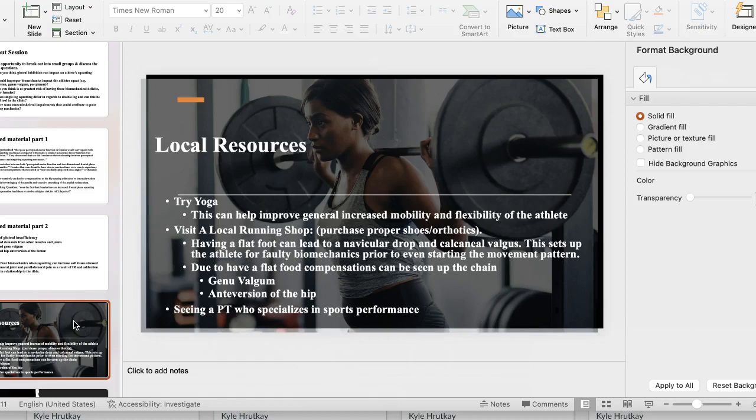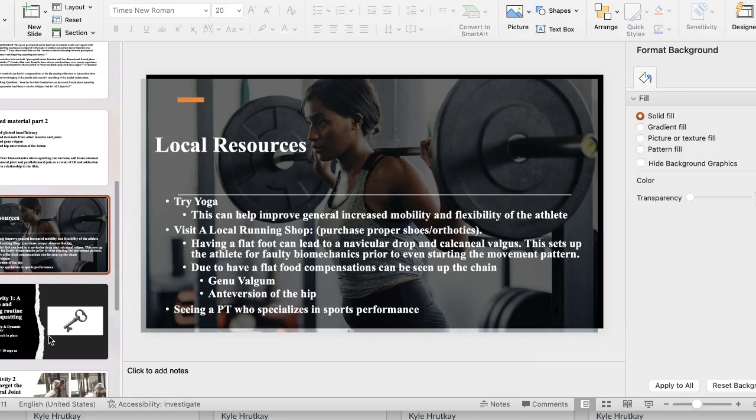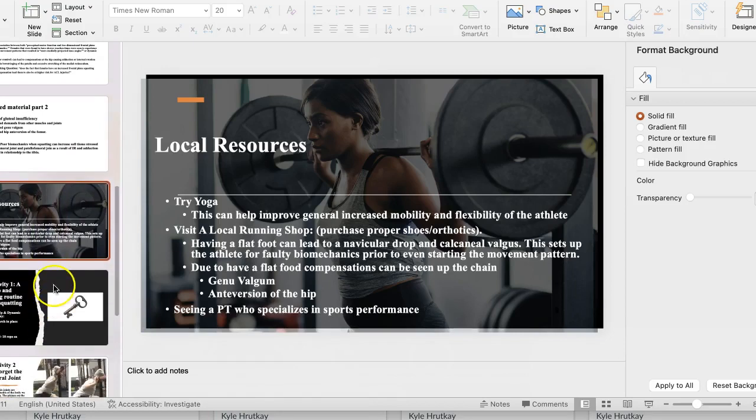I don't mean to sound like a broken record, but if we do see those patterns, rather than looking specifically at that aspect, maybe we can look down the chain, right? Maybe we can look at the foot and ankle and see what's going on there. And then finally, and probably most importantly, seeing a PT who specializes in sport performance and the athlete.